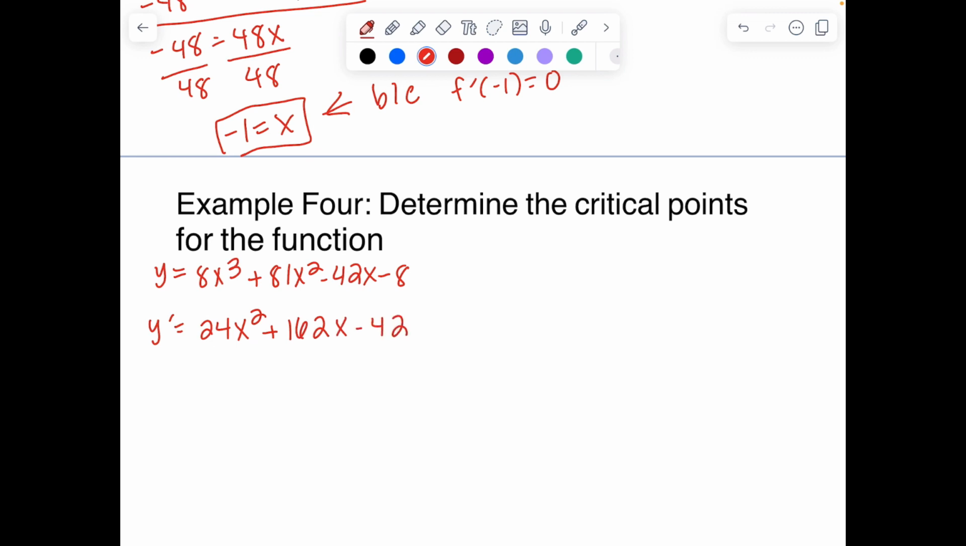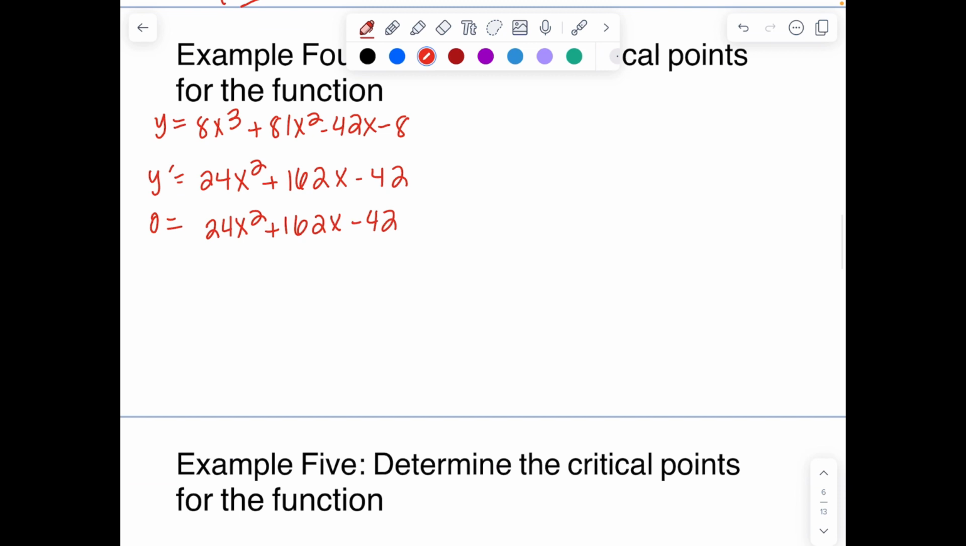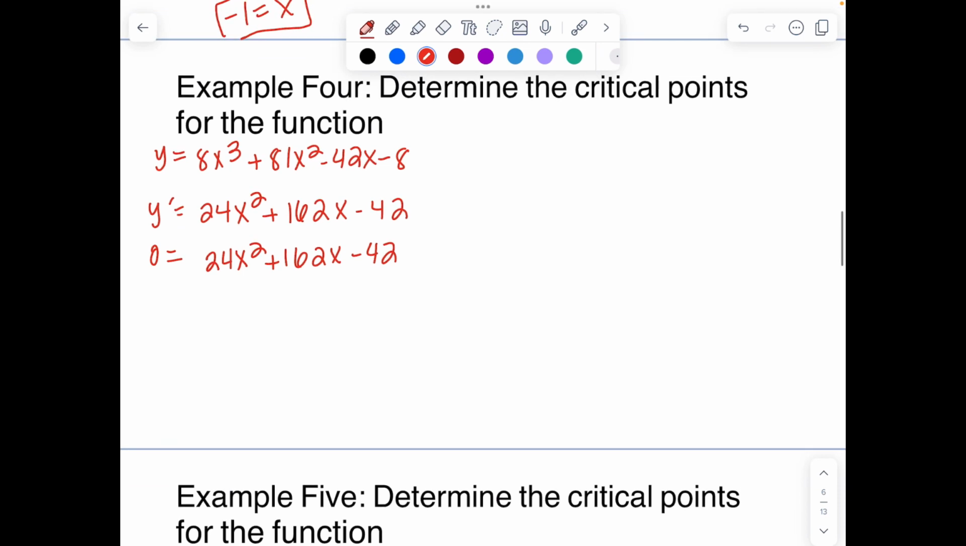So again, this is a quadratic. The domain exists for all real numbers, so there's not going to be any critical points because the derivative doesn't exist. So we'll go ahead and set it equal to 0 and solve for x. But this is a little bit of an icky problem, as you can see, because this doesn't factor super well. So I'm going to factor it, but if you want to use the quadratic formula, you can use that, but just make sure you practice that.